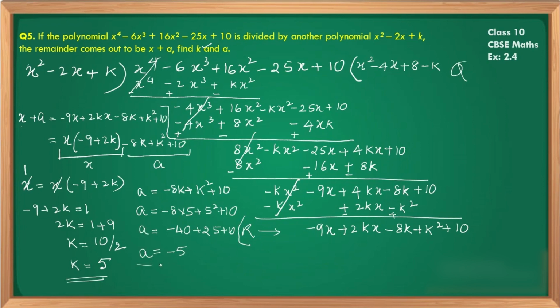So we could find out the value of both k and a. k is 5, a is minus 5. So the answering of question 5 is over. We move on to the next video.